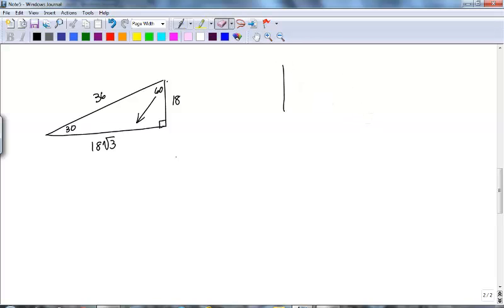Question? If I gave you 18 for the shorter leg, the hypotenuse would be twice that, and the longer leg is radical 3 times that shorter leg.